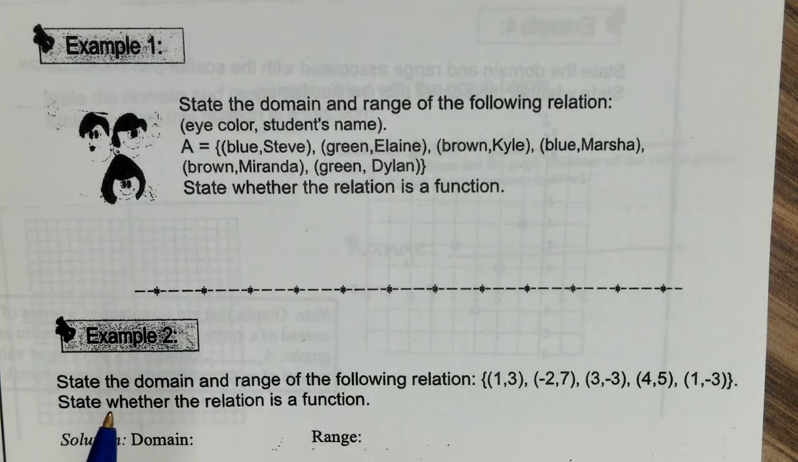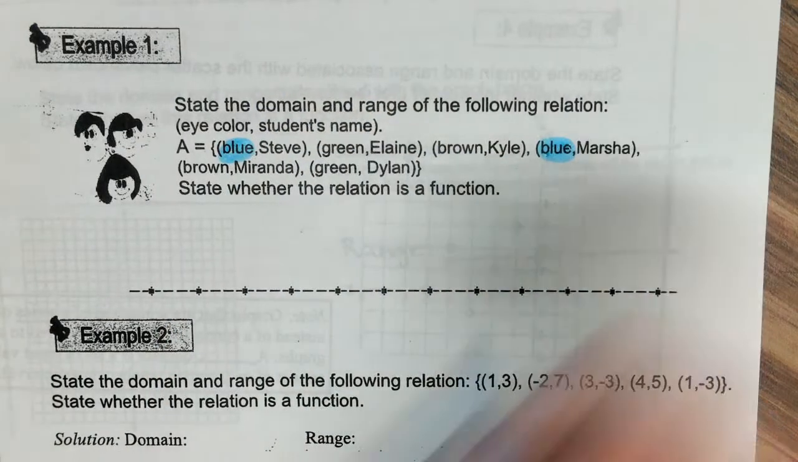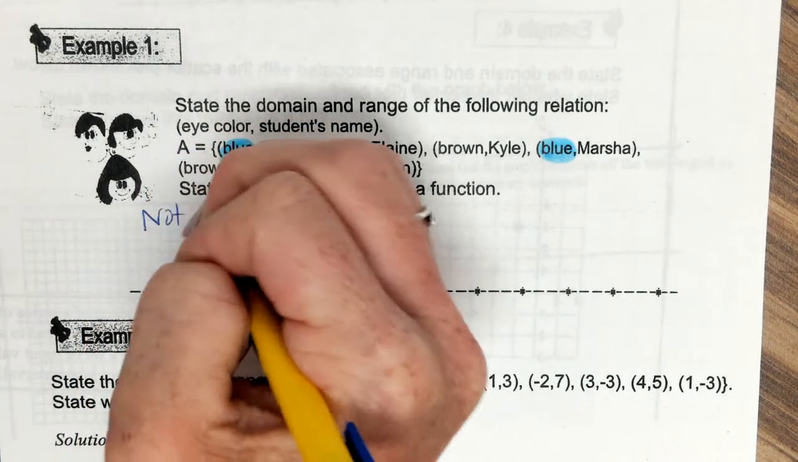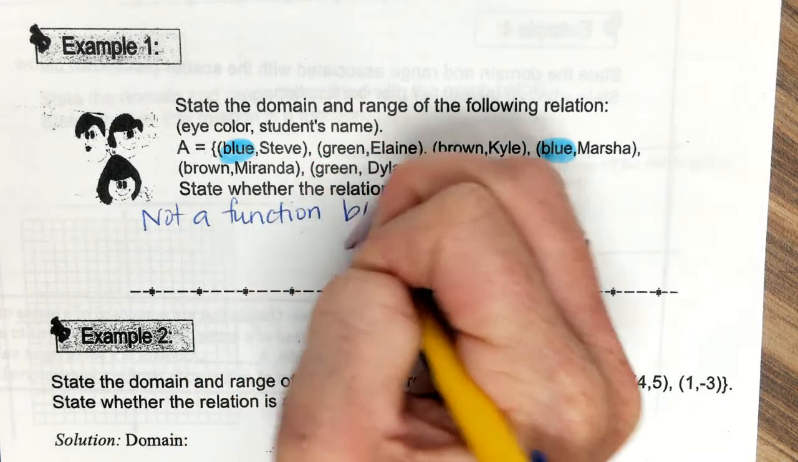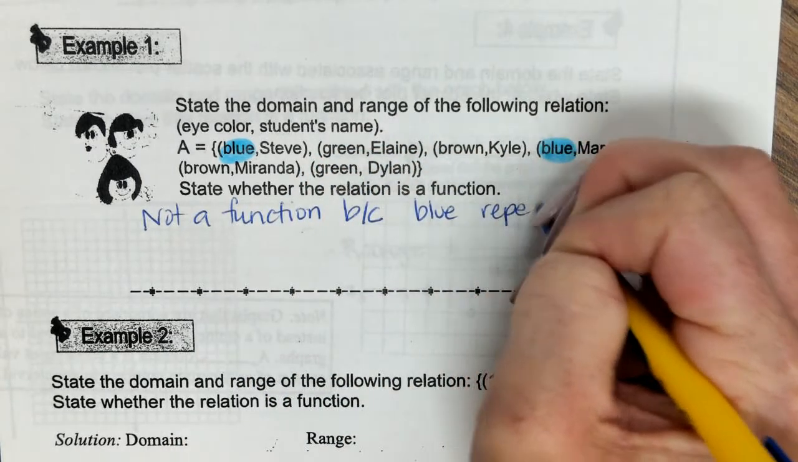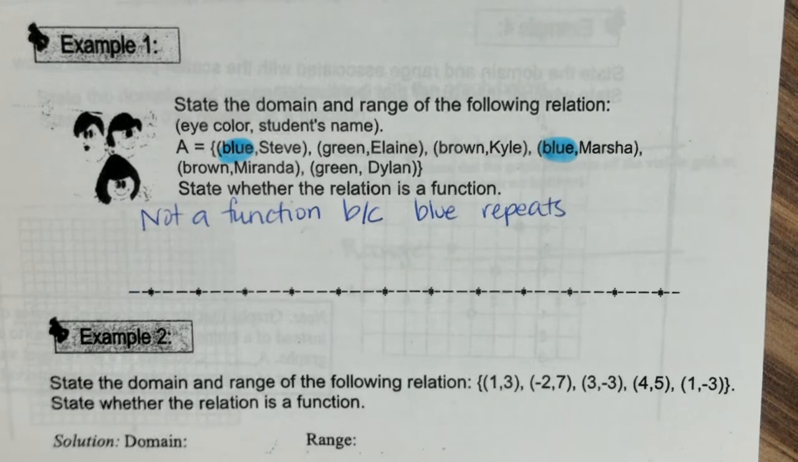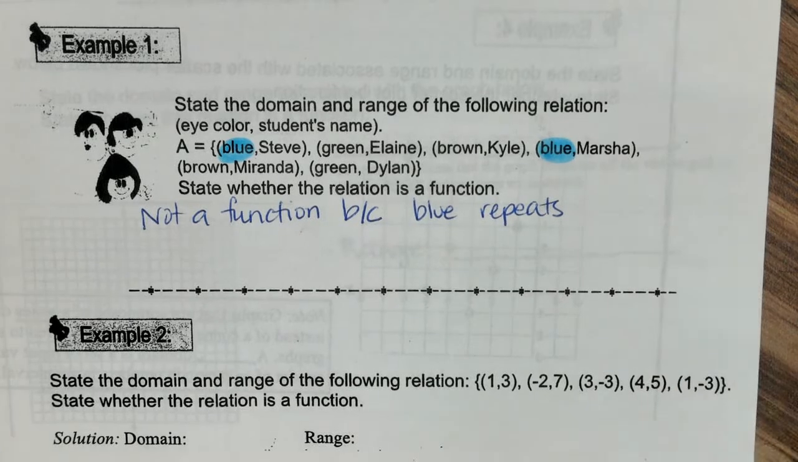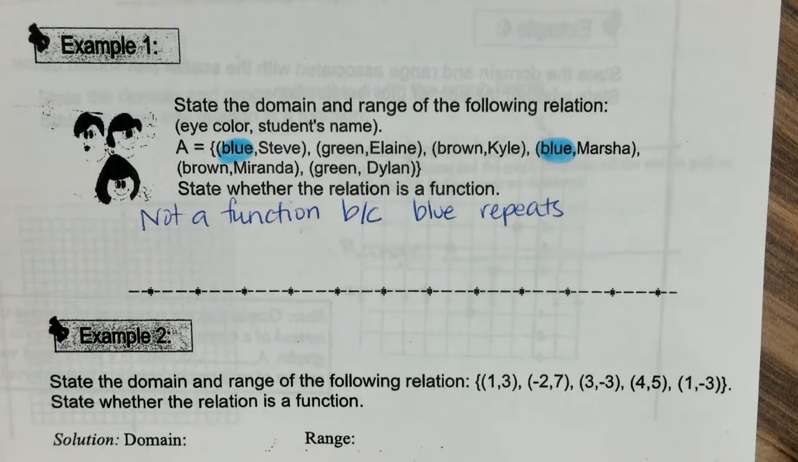What do we look at to see if it's a function? The inputs. And the inputs cannot repeat. So I see blue here, and I also see blue here. Can the inputs repeat? So is this a function? No, it is not a function because blue repeats. What else repeated? Green and brown. Yeah. So I just put blue because it was the first one I saw.